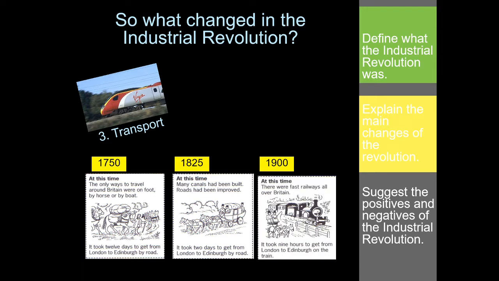And then by 1900, there were fast railways all over Britain. It took 9 hours to get from Edinburgh to London by train. So you can see how the transport changes happen there. So going from 12 days to get from one side of the country to the other to now just 9 hours. So you can imagine, and now even less. If you think of modern times, we can use planes, and that journey would be less than an hour. So as time goes forward, we seem to have become much quicker at traveling from place to place.